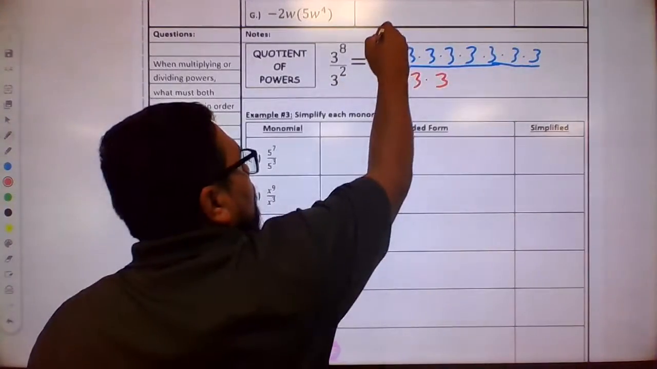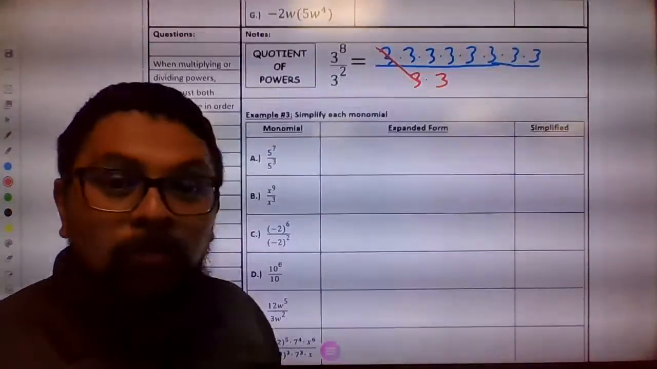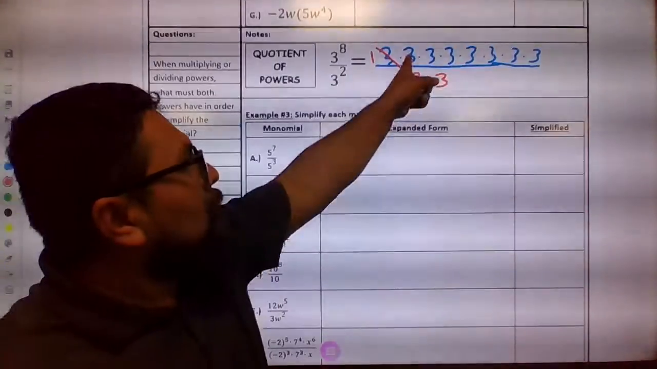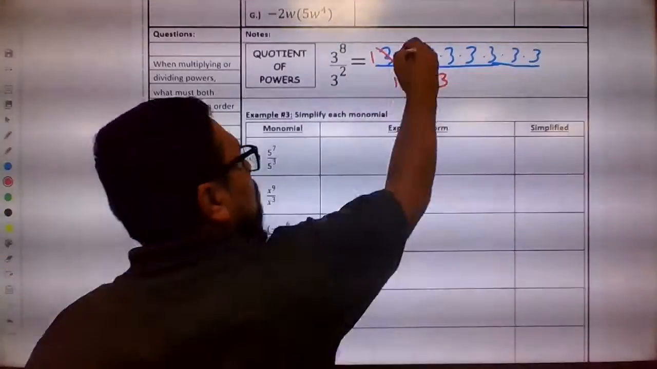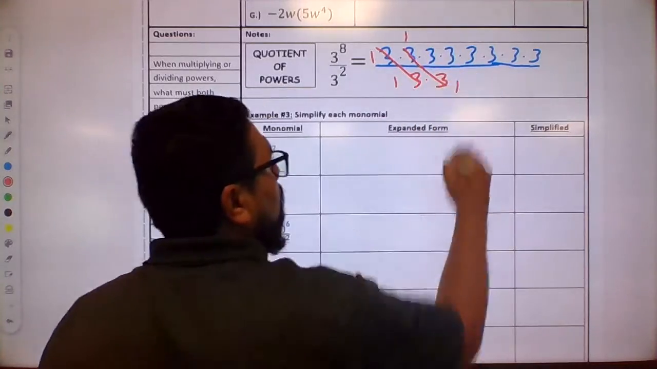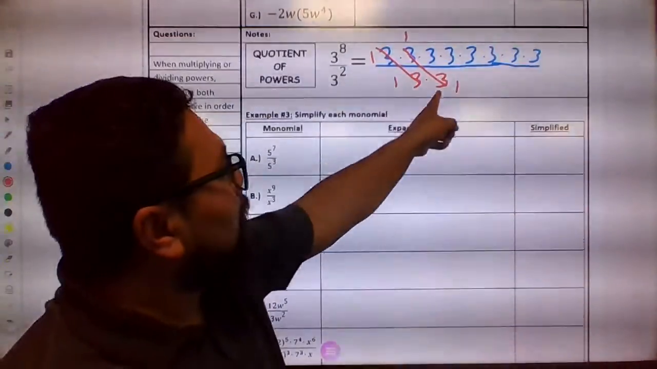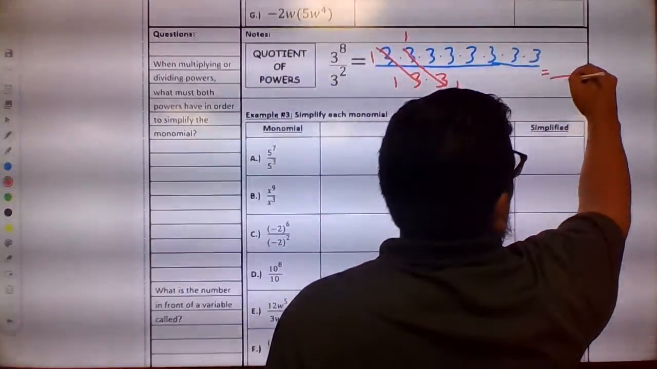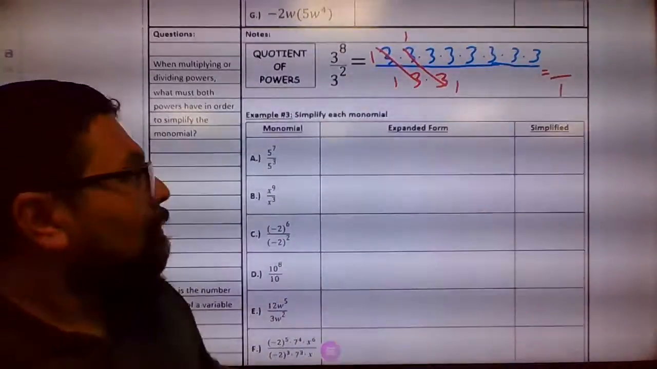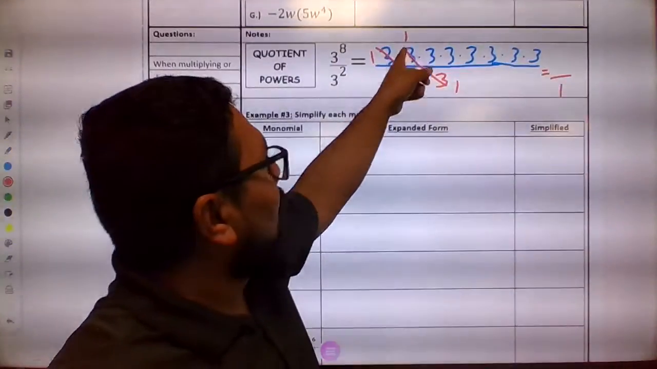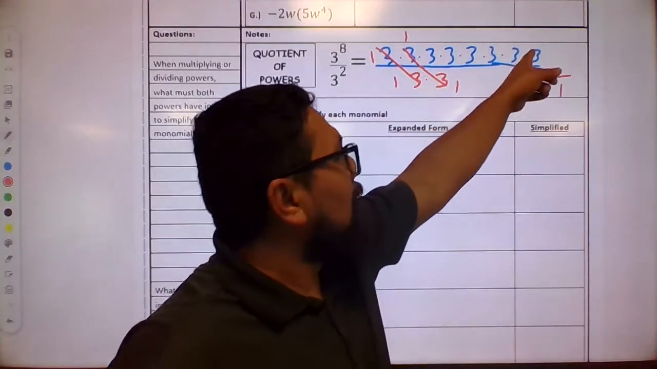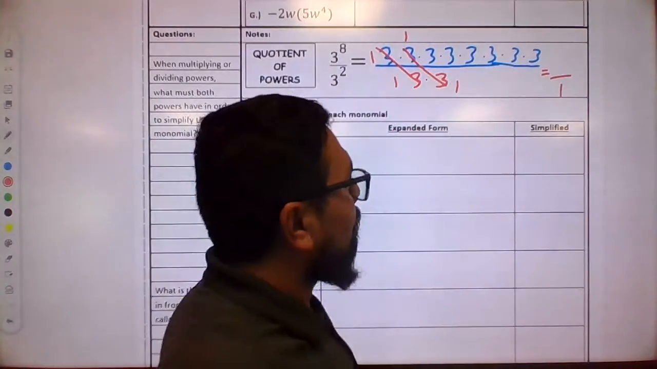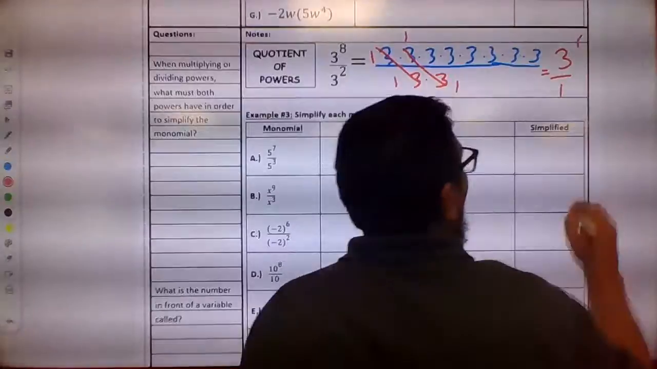So it becomes 1. 3 divided by 3 becomes 1 also. So now look at this: 1 times 1 is 1. And then this is 3 times 3 times 3 times 3 times 3 times 3. So now how many 3's are left? 1, 2, 3, 4, 5, 6. So it's 3 to the 6th.